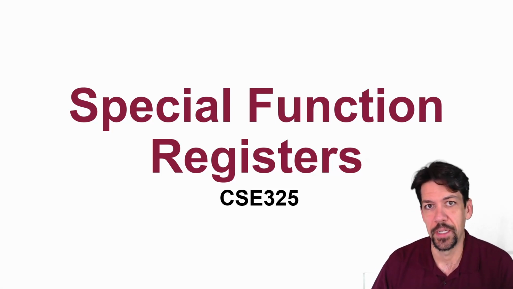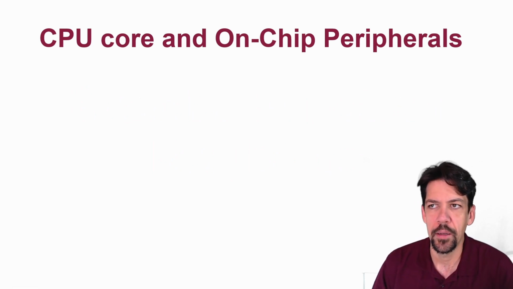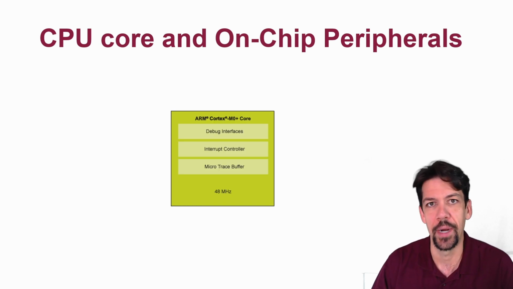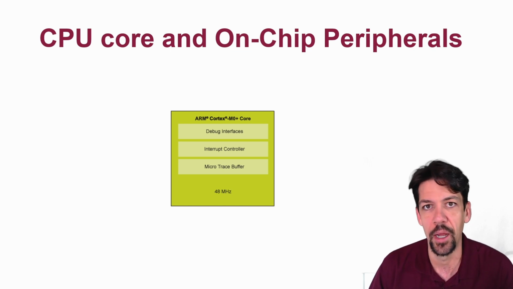Today we're going to be talking about special function registers in our microcontroller. The main idea here is that when engineers are designing the chips that they're working with, they typically build around a CPU core of some kind. In this case, in this class right now, we're using the ARM core.